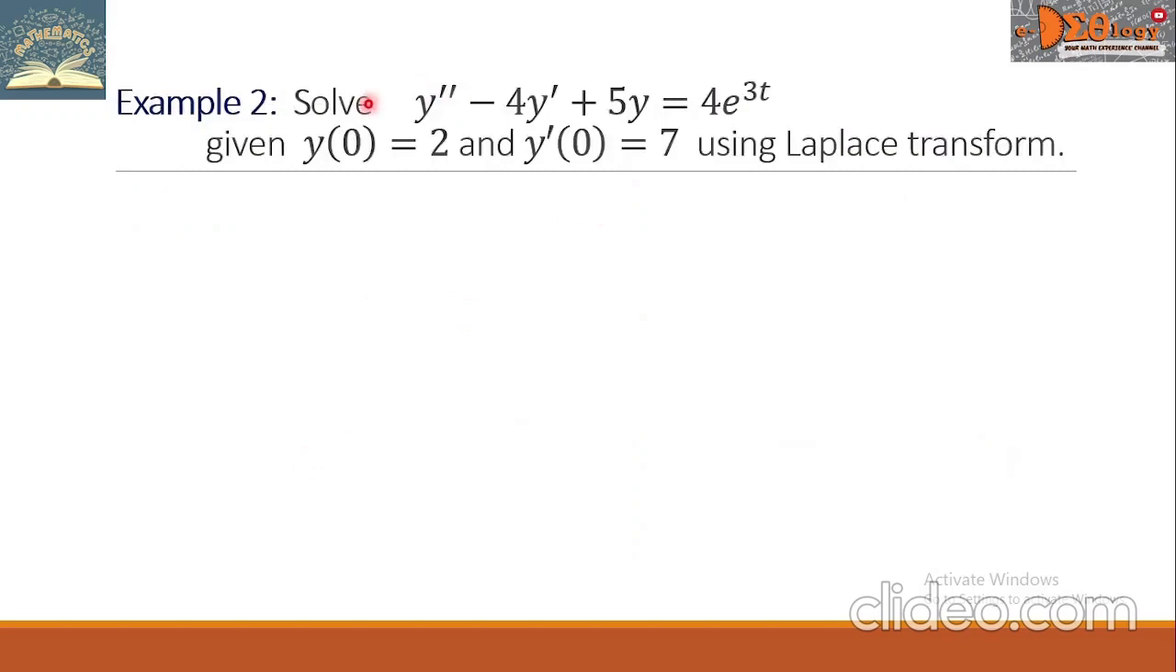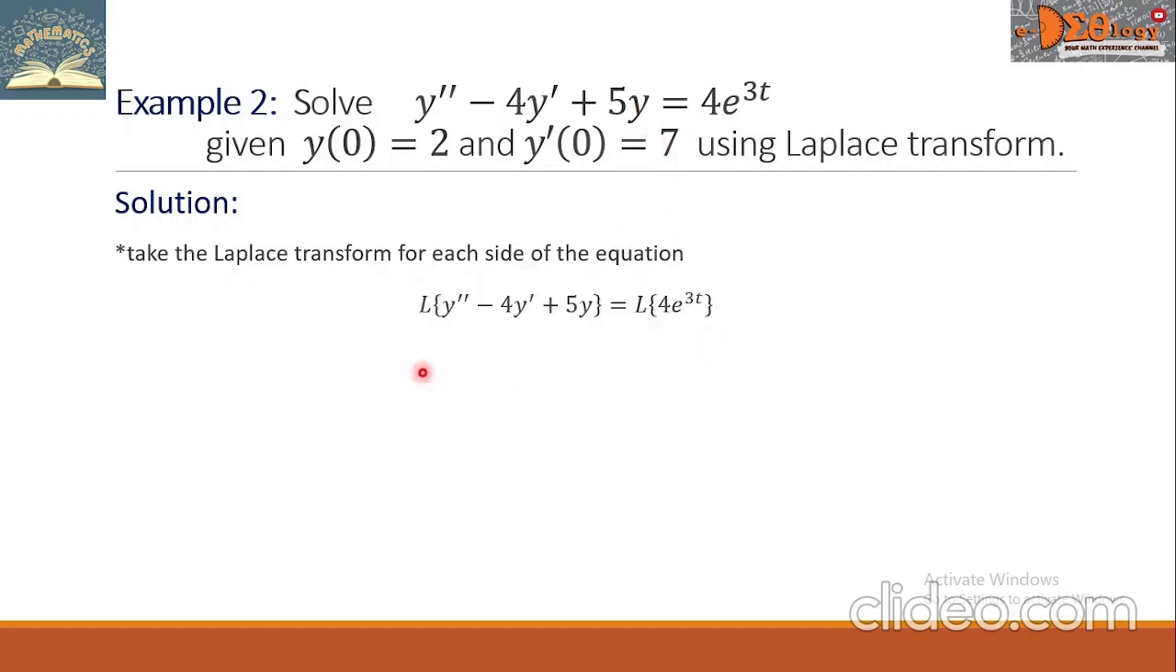Example 2. Solve y double prime minus 4y prime plus 5y equals 4e raised to 3t, given y of 0 equals 2 and y prime of 0 equals 7, using Laplace transform. We will take the Laplace transform for each side of the equation. Then we are going to take Laplace transform for each of the terms of the left side. So we have like this.